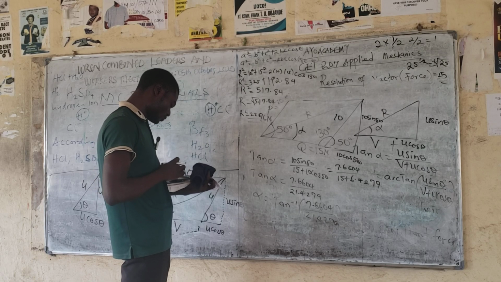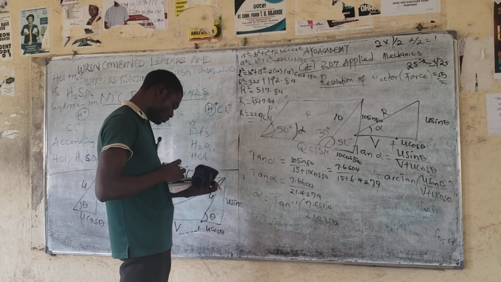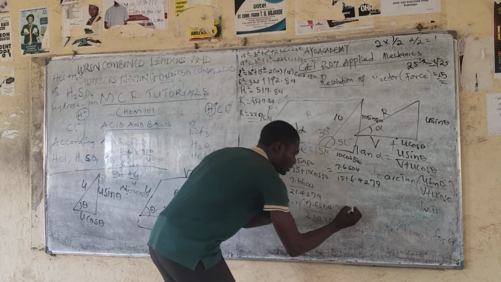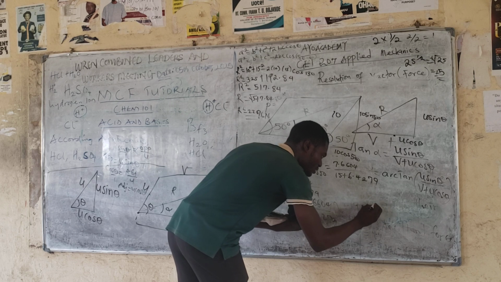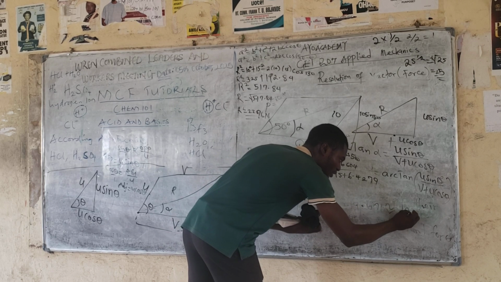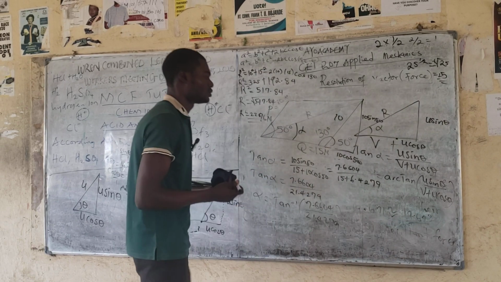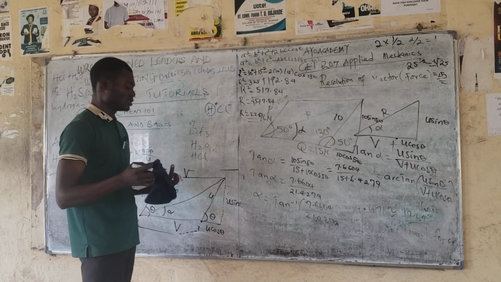7.6604 divided by 21.4279, and it gives me 19.671, approximately 19.67 degrees. So that is that about that.